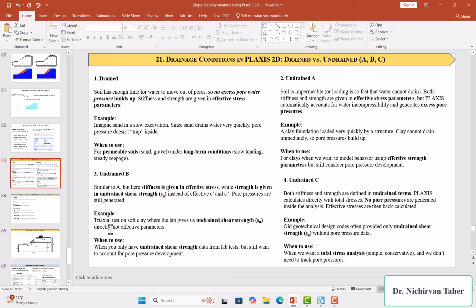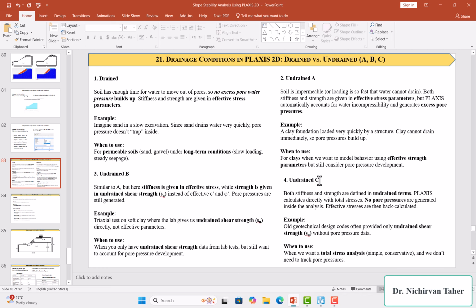As an example, if we run a triaxial test on soft clay, and the only data we have from the laboratory is undrained shear strength, we can use this case instead of undrained A. And when to use it, as I mentioned, is when we only have undrained shear strength data from the lab, but still want to account for pore water pressure development in the soil.